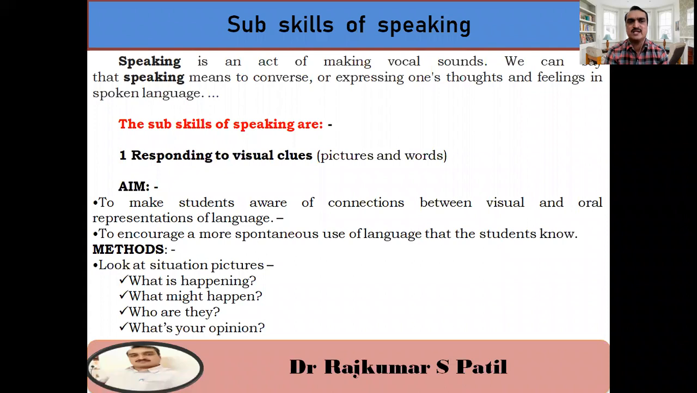So don't think that we are concentrating only on the aspects of the English language. This is the basic skill which is required for any language.